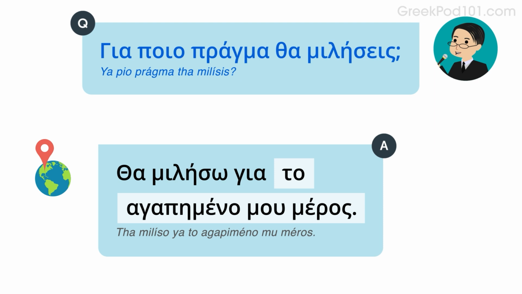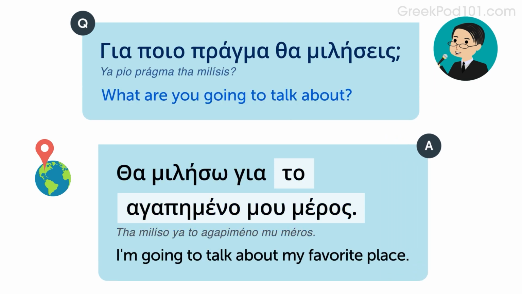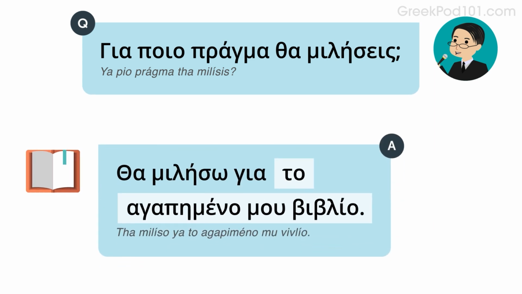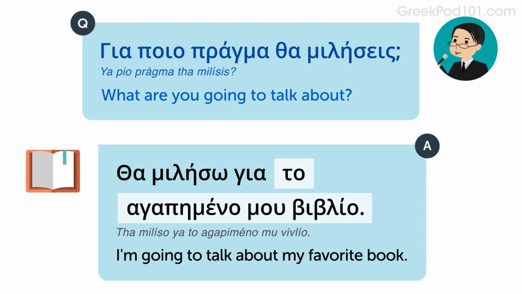Για ποιο πράγμα θα μιλήσεις? Θα μιλήσω για το αγαπημένο μου μέρος. What are you going to talk about? I'm going to talk about my favorite place. Για ποιο πράγμα θα μιλήσεις? Θα μιλήσω για το αγαπημένο μου βιβλίο. What are you going to talk about? I'm going to talk about my favorite book.